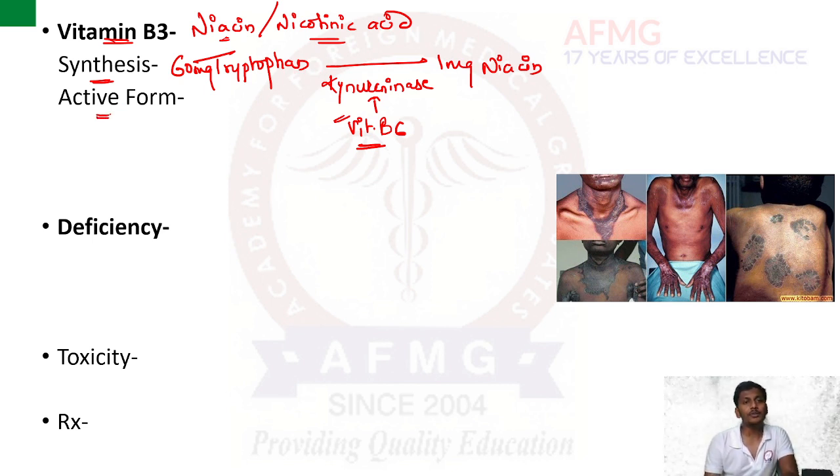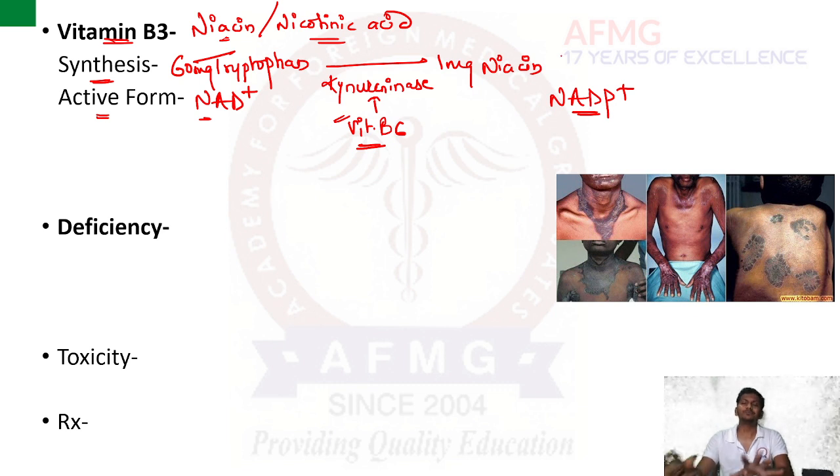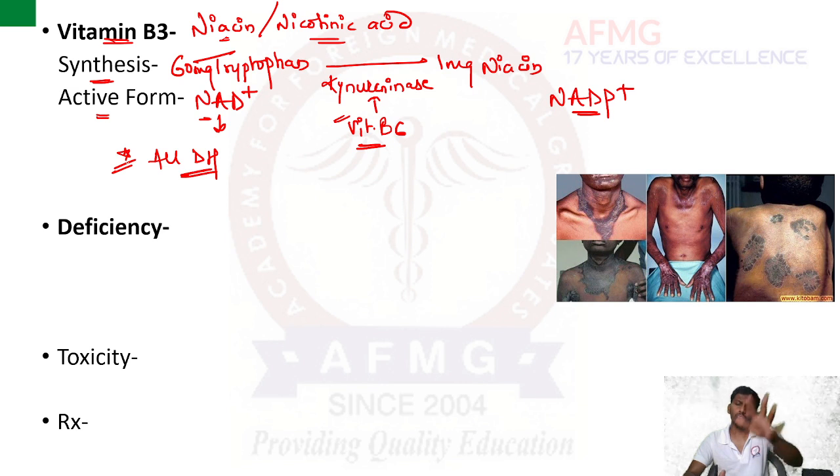Then if I talk about the active form of niacin or vitamin B3, it is usually NAD plus, that is nicotinamide adenine dinucleotide, and the other one is NADP, that is nicotinamide adenine dinucleotide phosphate. Both of these act as coenzymes. Please remember, usually NAD plus acts as coenzyme for almost all dehydrogenases, except those for which FAD acts as a coenzyme, right? And NADP acts as a coenzyme for the most important enzymes.